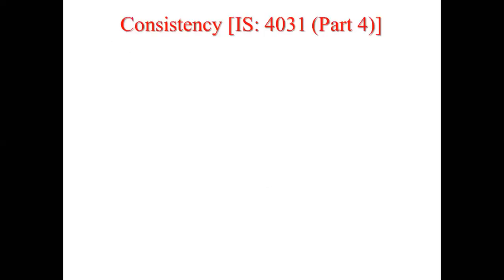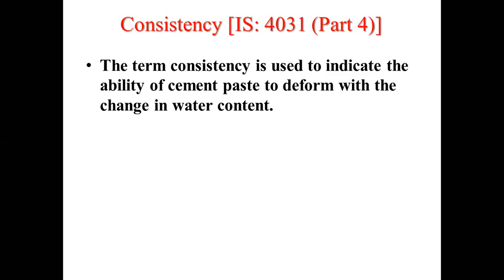The next test is called consistency, IS 4031 part 4. In that we go for the normal consistency test, also called the standard consistency test, and initial setting time and final setting time. Consistency means that the amount of water that should be added to the cement is such that we get the paste in a proper manner.